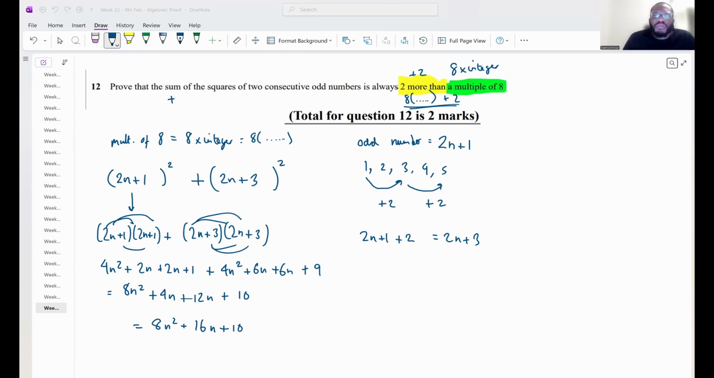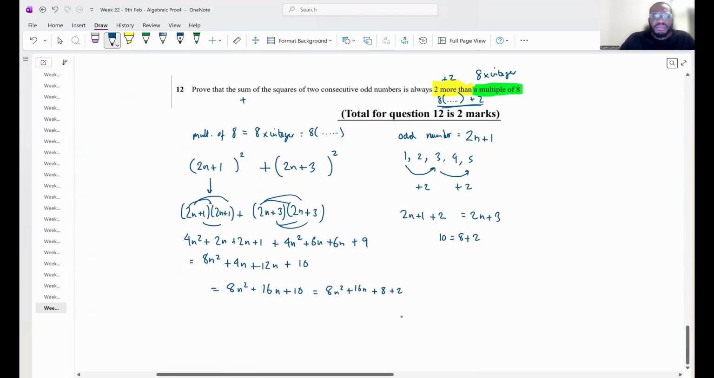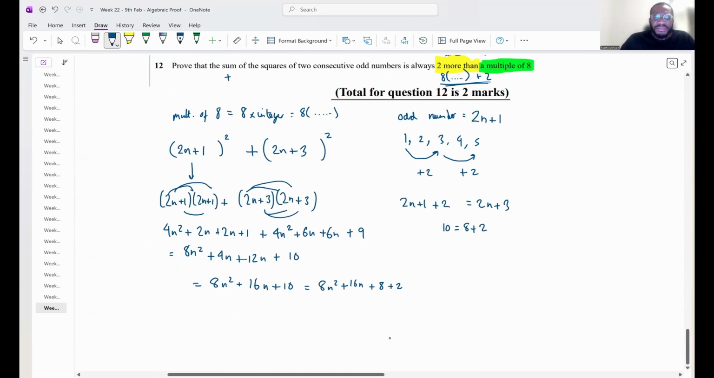Well, who's to say we can't break down that 10? 10 is the same as 8 plus 2. So who's to say I can't do this? 8n squared plus 16n, and then instead of writing 10, I can just write that as 8 plus 2. Is there a rule against that? Do we agree that we can do that, guys? Yeah, exactly.